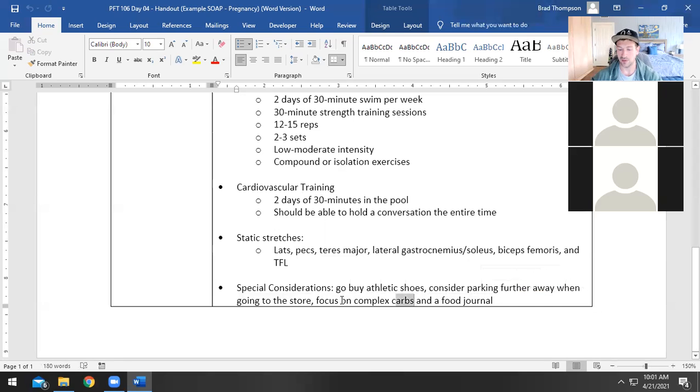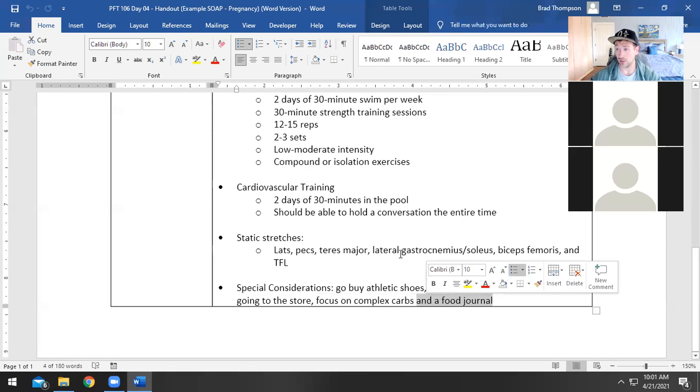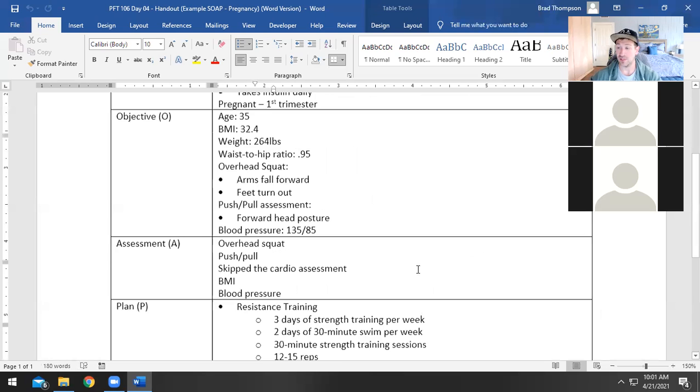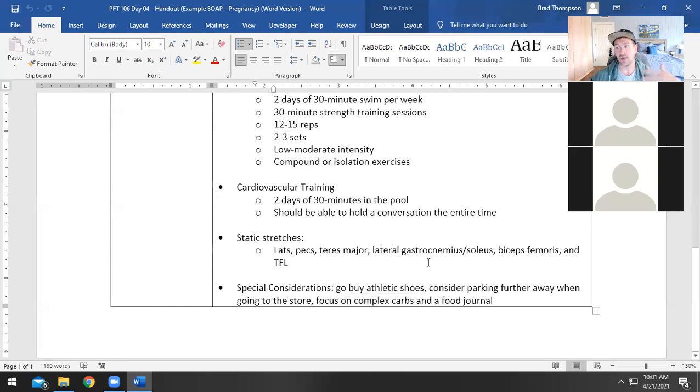Then we're also going to focus primarily on complex carbs. That's going to be a really big one as well. Like I said, complex carbs are a great way to manage that diabetes, things that enter the bloodstream slowly rather than quickly. And we're probably going to encourage our client to start food journaling. Food journaling is just a really great way to deal with obesity, diabetes, really any health related thing. I mean, food journaling is good for everyone.